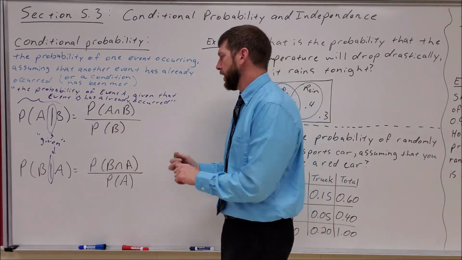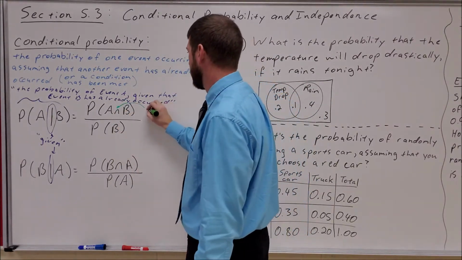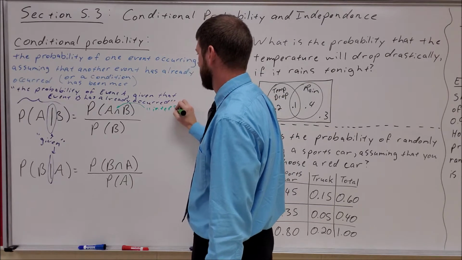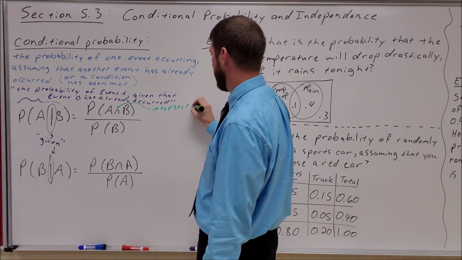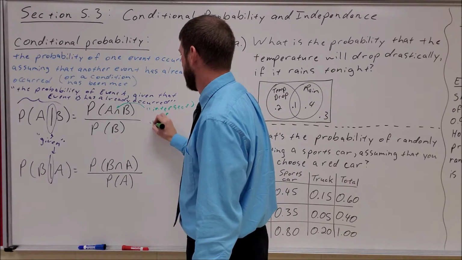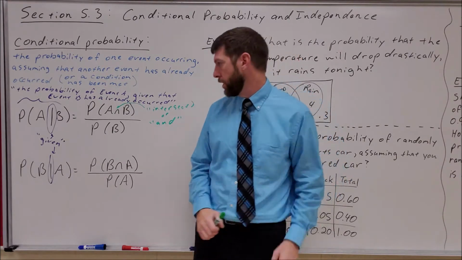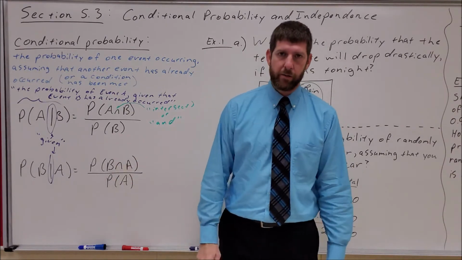So we get probability of A. Now, if you'll remember from the last section, that little hump right there is the intersect symbol. So probability of A intersect B, or we could also say probability of A and B. The probability that both of them are occurring at the same time, and we divide that by the probability of B.